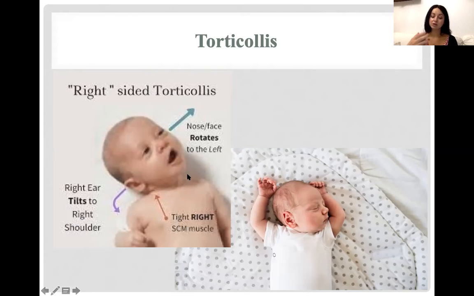It causes a specific position of the child's head. Look, like in the picture. In this case, the mother will tell you, "You see, doctor, my child always maintains such a position. My child seems to be always looking to the same side. When I try to change the position of his head, he comes back."